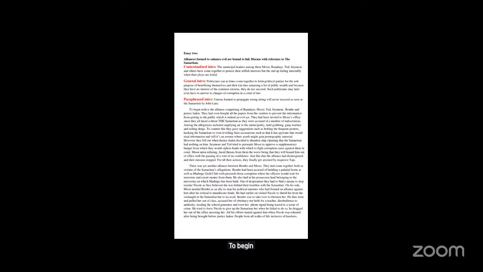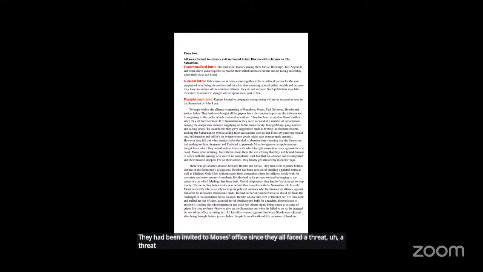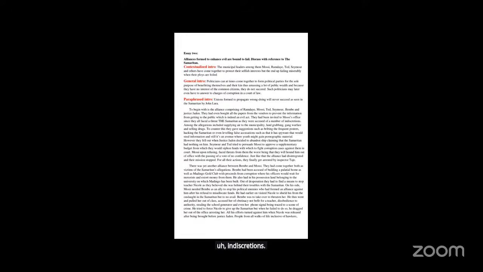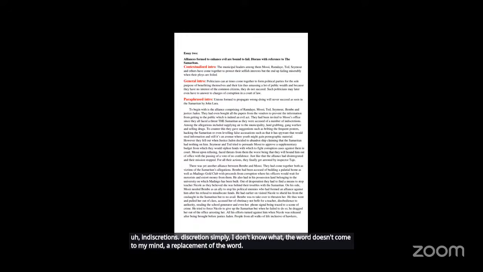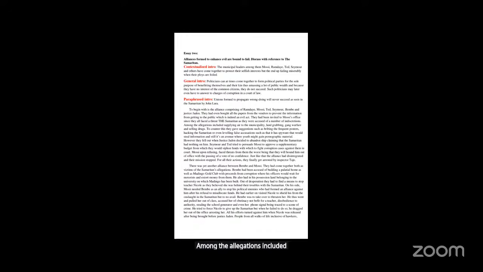to begin with is the alliance between Ramdai, Mosi, Ted, Simo, Bembe, and Justice Jaden. They had even bought all the papers from the vendors to prevent the information from getting to the public, which is indeed an evil act. They had been invited to Mosi's office since they all faced a threat, the Samaritan, as they were accused of a number of indiscretions. Among the allegations included supplying air to the municipality.